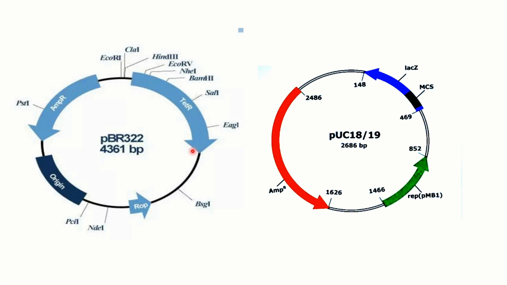Both plasmids contain an origin of replication, from where the replication starts, and an antibiotic resistance gene. pBR322 contains an ampicillin resistance gene as well as tetracycline, and pUC18 contains an ampicillin resistance gene. This plasmid also contains the MCS site, or multiple cloning site. In this site, many different types of restriction enzyme recognition sites are present. So we ligate our gene of interest within this MCS site by cutting our gene of interest and also the vector with the same restriction enzymes.